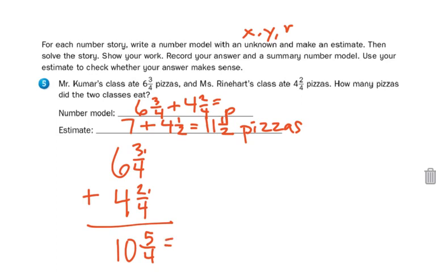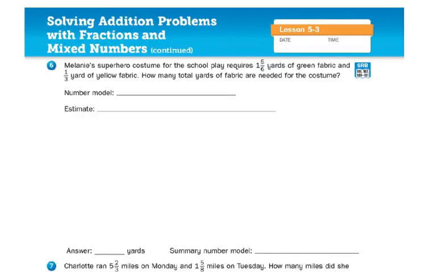4/4 would be the same as 1 whole pizza, so I'm going to take 4/4 away from that. Add that 1 whole pizza, the 4/4, which becomes 11 pizzas. And then I took away 4/4 and added that to the whole number, so I'm left with 1/4. So they ate 11 1/4 pizzas. You can write that on the next line.